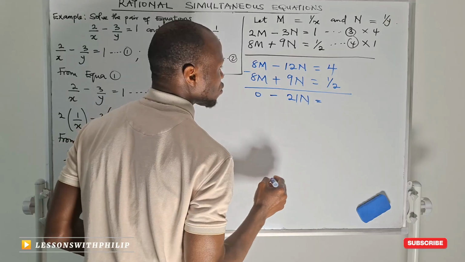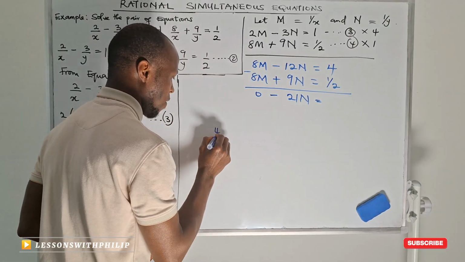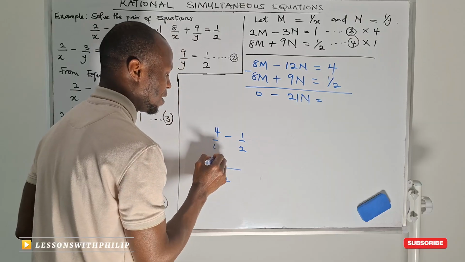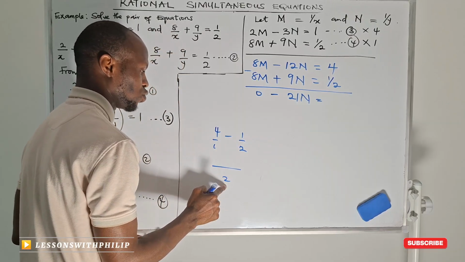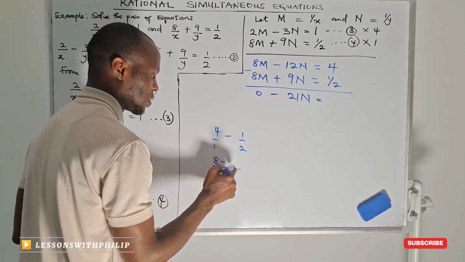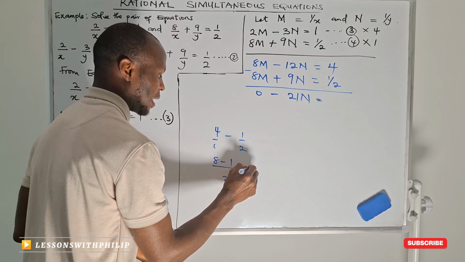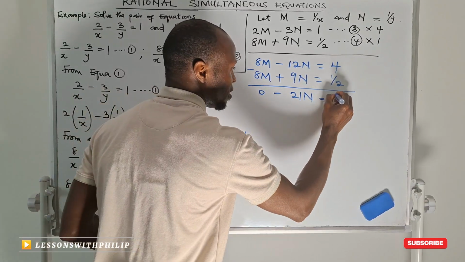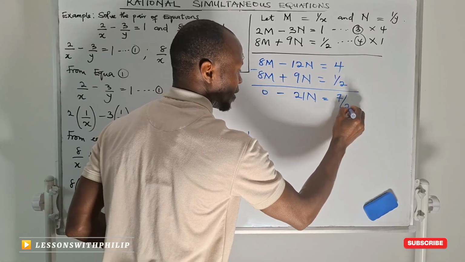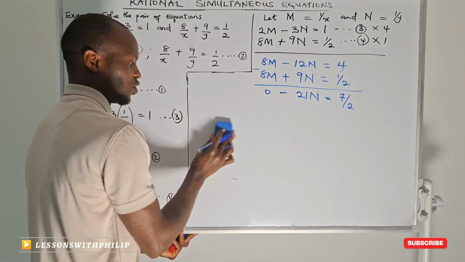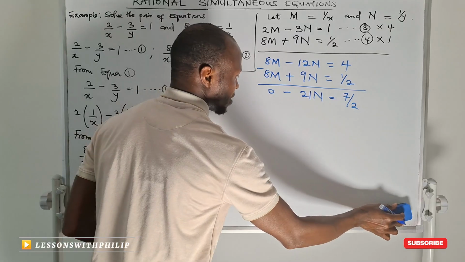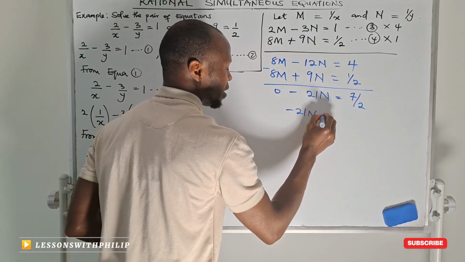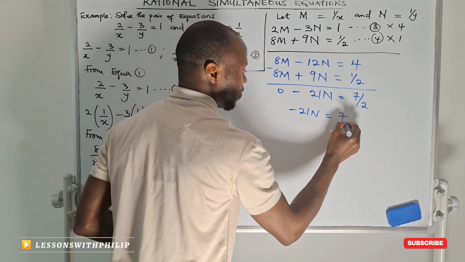4 minus half: we have 4 minus 1 over 2, which will give me, taking the LCM, 2 times 4 is 8 minus 1, and that is 7 over 2. Okay? So this will give me 7 over 2. Do you get it? So I find the LCM of that. Therefore, my minus 21n is equal to 7 over 2.